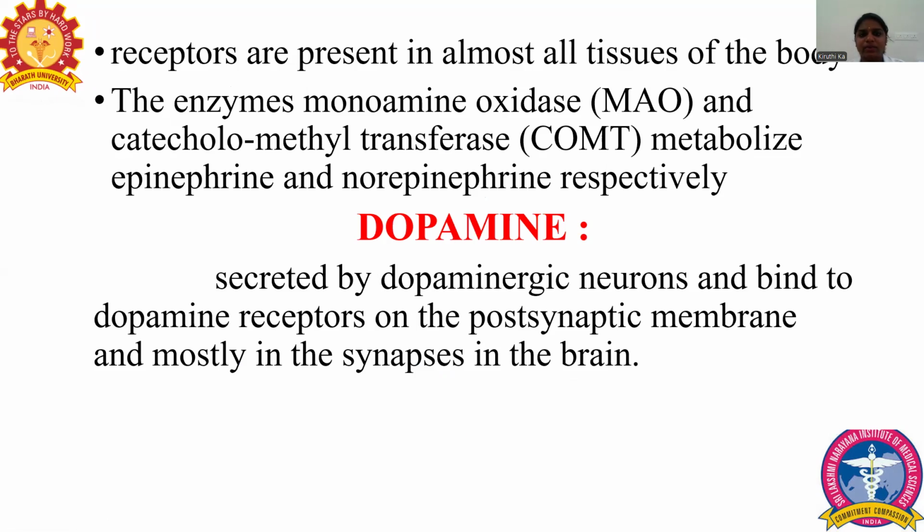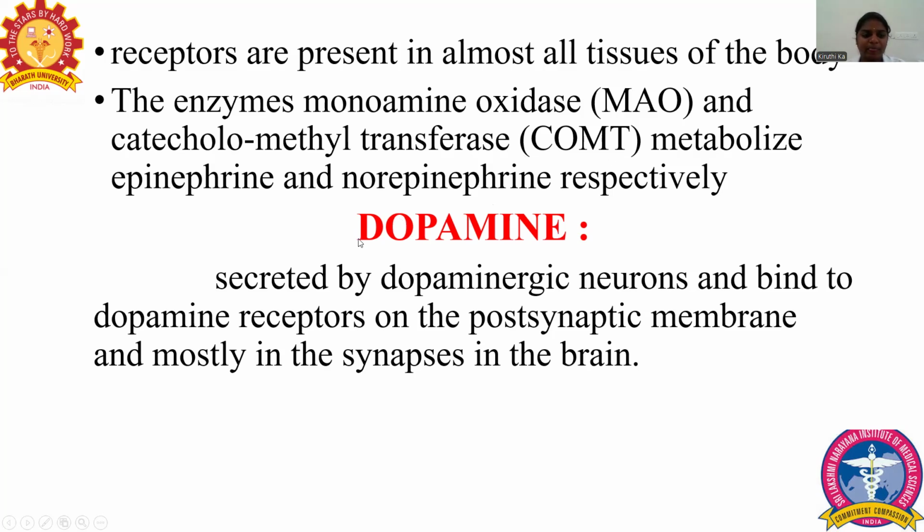These receptors are present in almost all the tissues of the body. The enzymes monoamine oxidase (MAO) and catechol-O-methyltransferase metabolize epinephrine and norepinephrine respectively. For epinephrine, the enzyme monoamine oxidase; for norepinephrine, the catechol-O-methyltransferase.